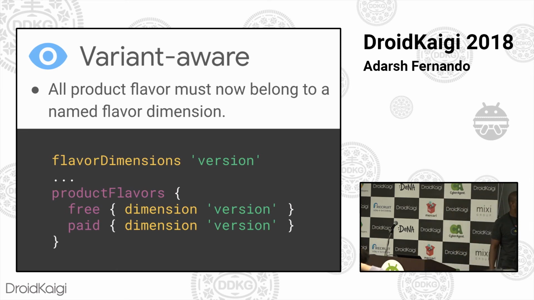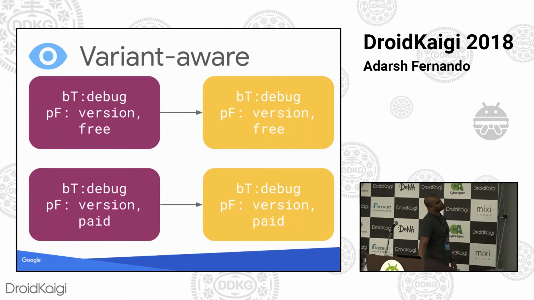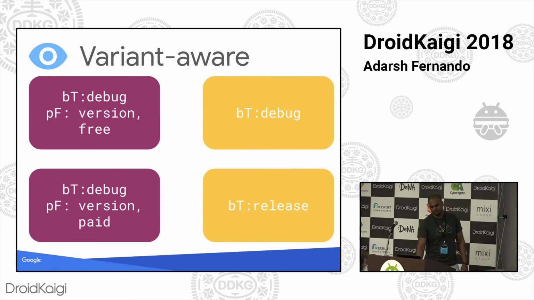So this is the free and paid flavors we were talking about. So create a dimension, name it whatever you think appropriately describes those flavors, and then assign each of the flavors to a dimension. Since we only configured one, we just add that. So here we can see we have debug and release versions of your app. If you're building the free version, it pairs up to debug free on the dependency side, and same thing for the paid, right? So super simple.